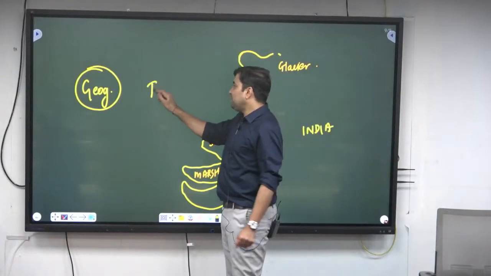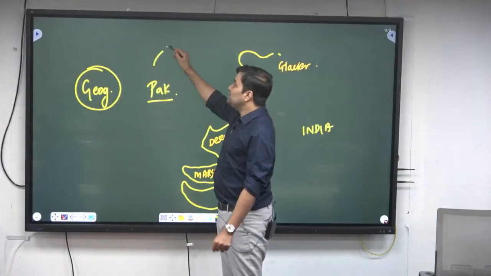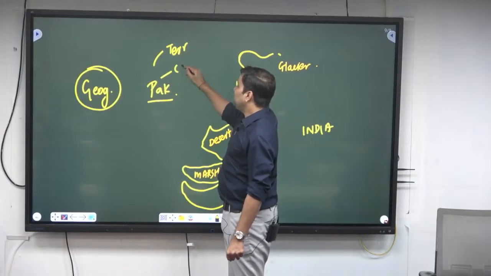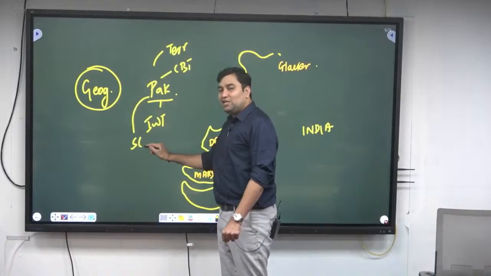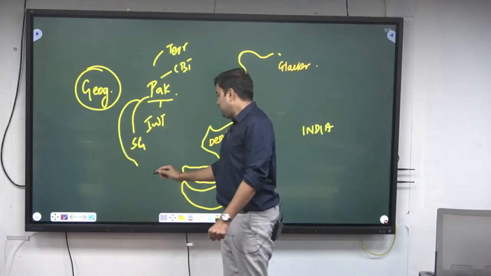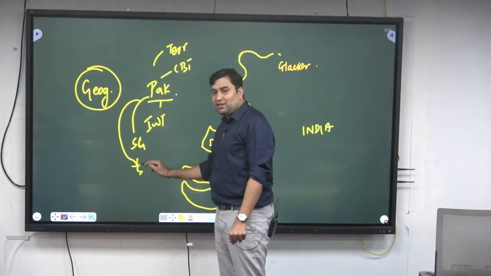This is a syllabus topic, correct? Now the Pakistan-based terrorism issue is there, correct? Cross-border terrorism is there, correct? The Indus Water Treaty is there, the issue with respect to Siachen Glacier, and the issue with respect to the Kutch area, the Sir Creek issue.